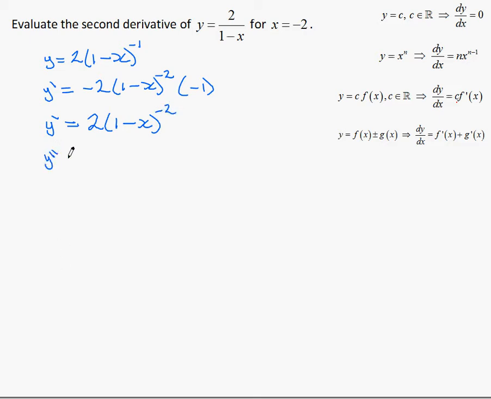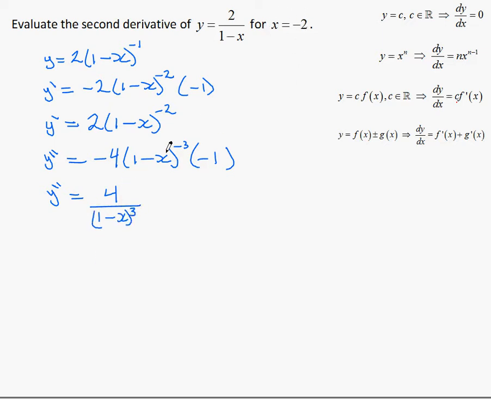The second derivative, we just do it again. So the -2 comes down, gives -4. 1 minus x to the -3 times the derivative of the part in brackets. And that's again -1. Giving us a second derivative of 4 over 1 minus x all cubed.